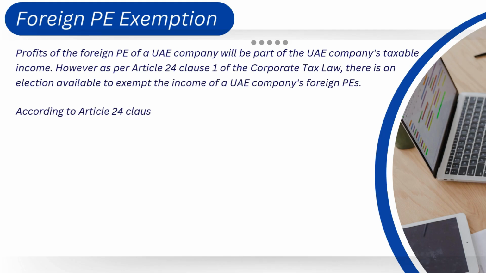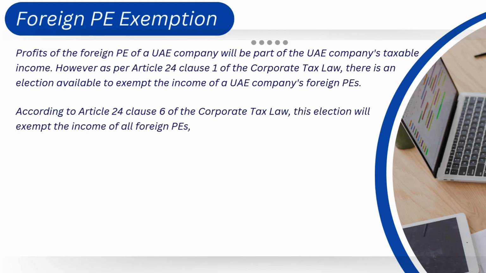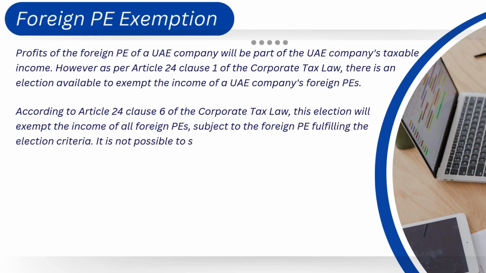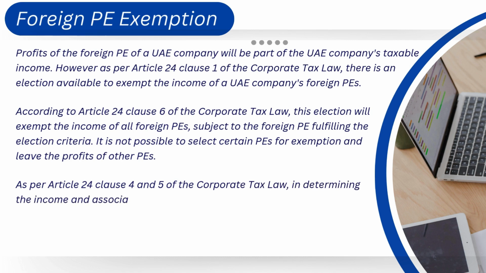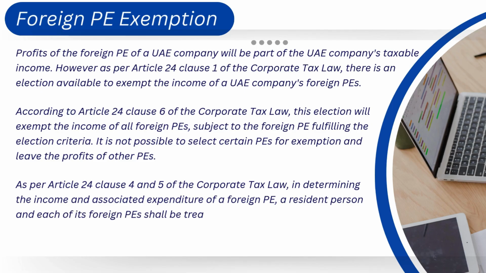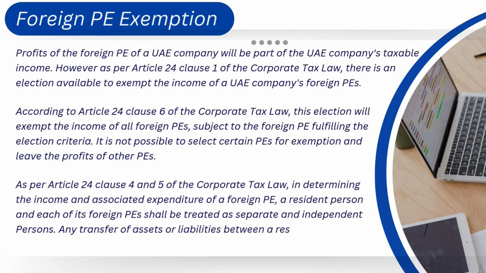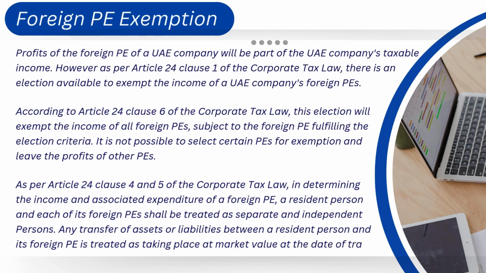According to Article 24 Clause 6 of the Corporate Tax Law, this election will exempt the income of all foreign PEs, subject to the foreign PE fulfilling the election criteria. It is not possible to select certain PEs for exemption and leave the profits of other PEs. As per Article 24 Clause 4 and 5 of the Corporate Tax Law, in determining the income and associated expenditure of a foreign PE, a resident person and each of its foreign PEs shall be treated as separate and independent persons. Any transfer of assets or liabilities between a resident person and its foreign PE is treated as taking place at market value at the date of transfer.